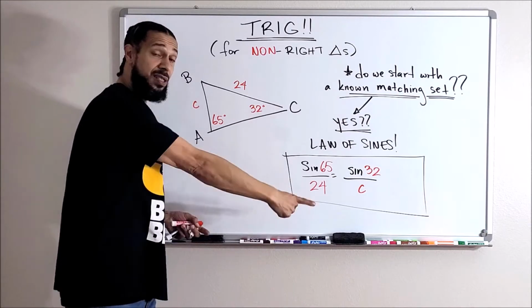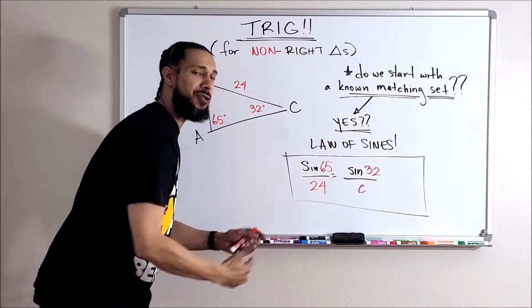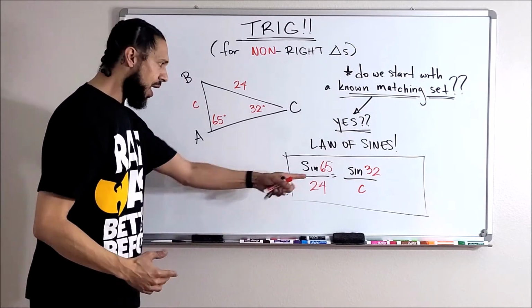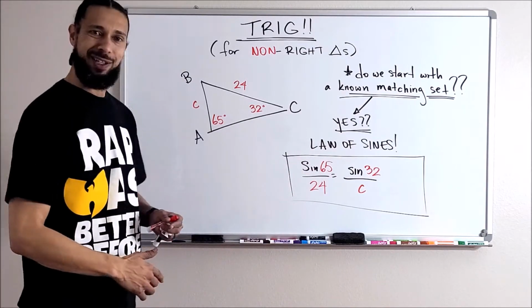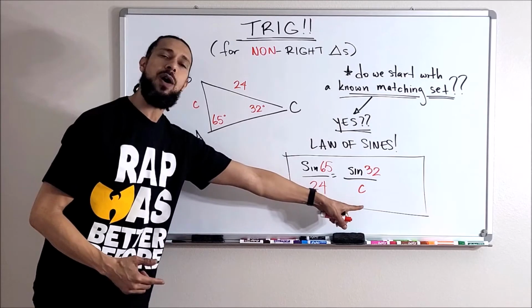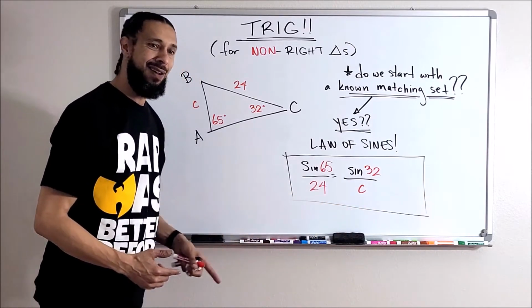plug this information into my formula. I kind of scooted that over so you can see it better. But yeah, this is an equation that we can solve. Absolutely. Exactly right. And there's only one variable. There's only one unknown.